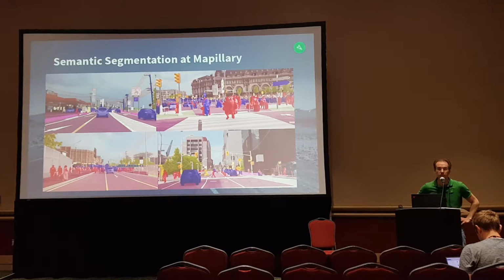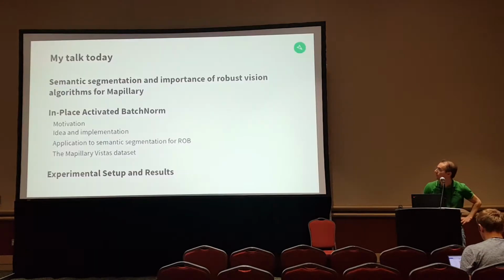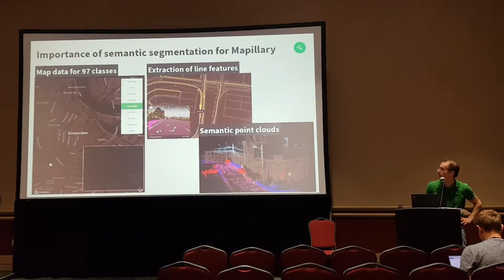One of the important tasks that we address is semantic segmentation, because we use the results from semantic segmentation to help also other analysis. So in the talk today, I will briefly sketch why robustness is important for Mapillary, and then introduce in-place activated BatchNorm, which is a paper that we published this year at CVPR, which allowed us to get to this result, and finally show some experimental results.